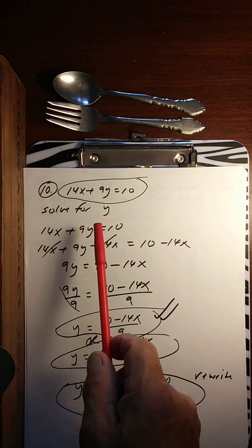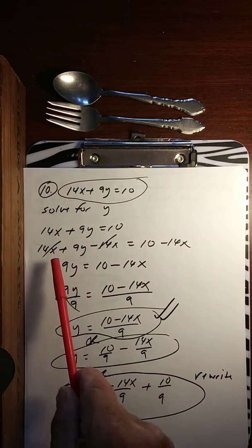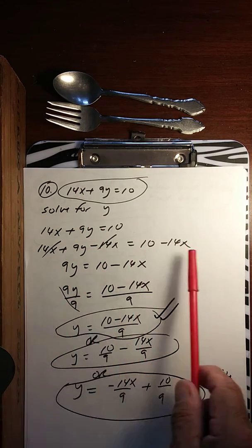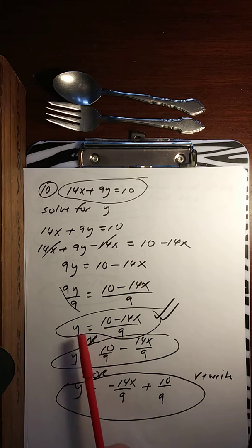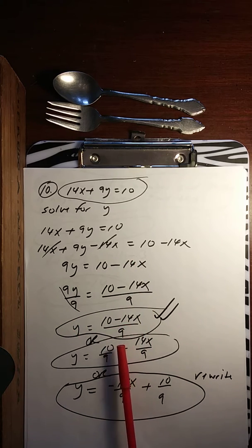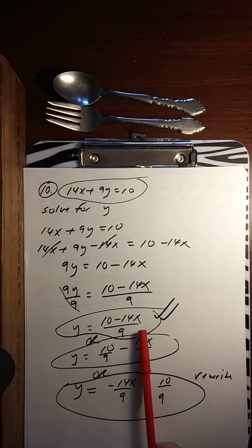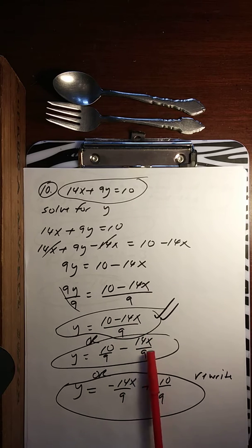Solve for y. So get rid of the x. So minus 14x, minus 14x. These are gone. 9y equals 10 minus 14x. Divide by 9, divide by 9. So we have y equals 10 minus 14x, divided by 9. 10 over 9 minus 14x over 9. You can rewrite it as y equals negative 14x over 9 plus 10 over 9.